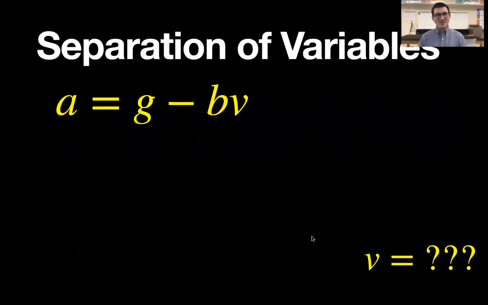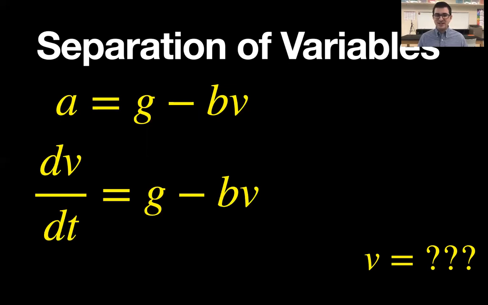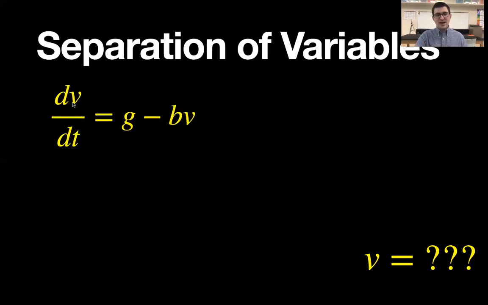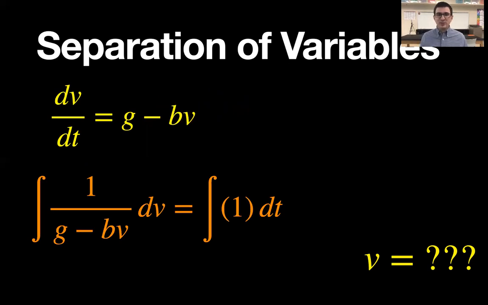And this is where the advanced mathematical concept of separation of variables comes in. So we know we can rewrite acceleration as dv dt equals g minus bv. And so what are we going to do with that? We're going to rewrite this: we have dv, and we have a function that changes with velocity over here. So we're going to rewrite it a little bit like this.